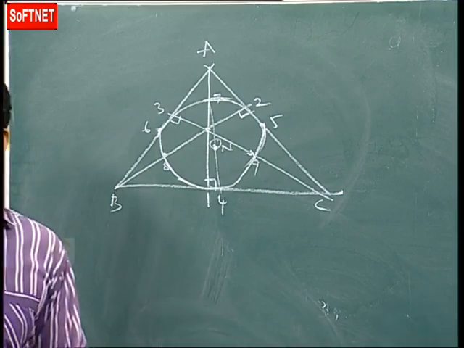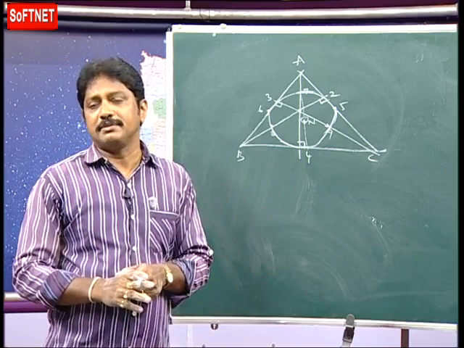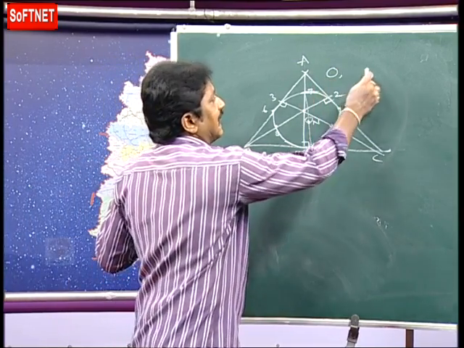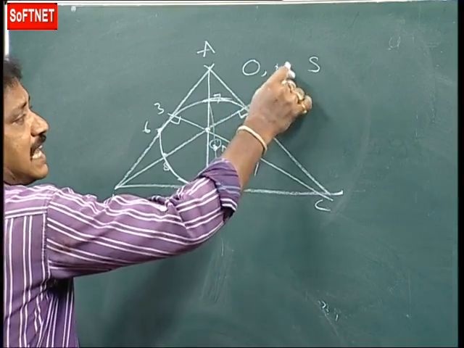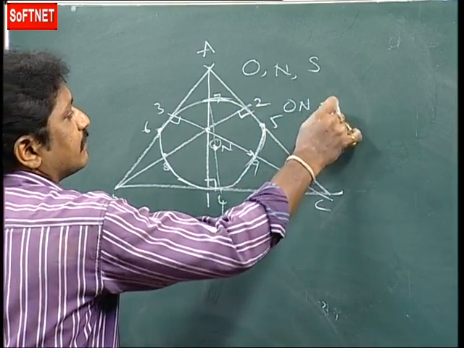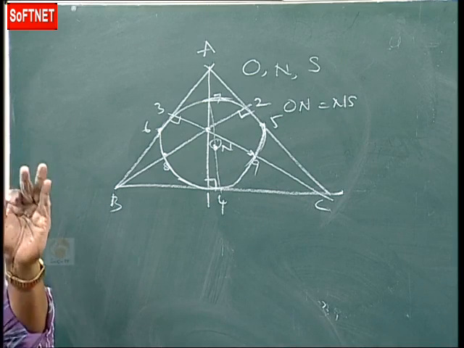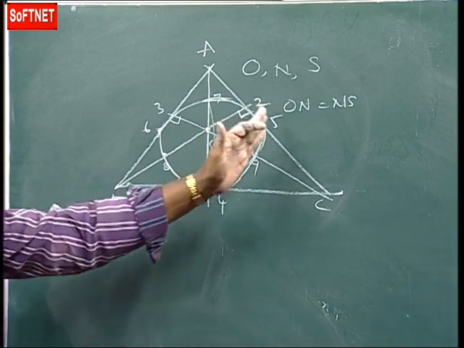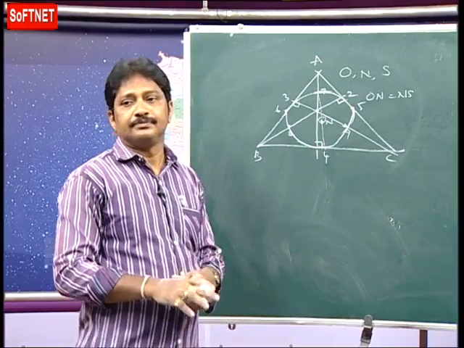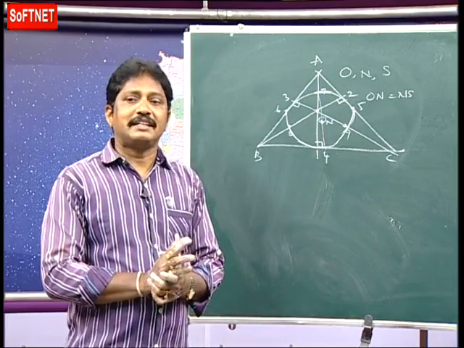This is called the 9-point circle center. What is the importance of this? When you consider O as the orthocenter, S as the circumcenter, N as the 9-point circle center, then ON is equal to NS. ON equal to NS. This means N is the midpoint of OS. The midpoint of the line segment joining the orthocenter and the circumcenter is the 9-point circle center. It is very important.